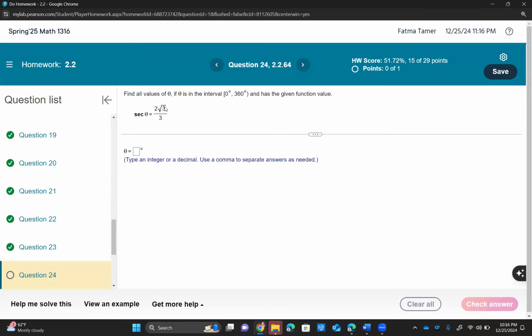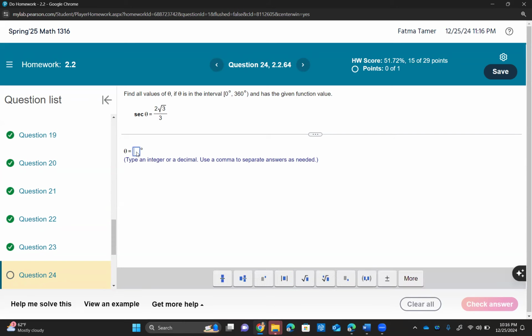So if this is the secant value, this is the same thing as 2 over root 3. Its reciprocal is root 3 over 2, so the cosine value is root 3 over 2. Cosine is root 3 over 2 only for 30 degrees. So 30 degrees is going to have the cosine value of root 3 over 2. And cosine is also positive in the fourth quadrant. So 330 is going to have the same value.